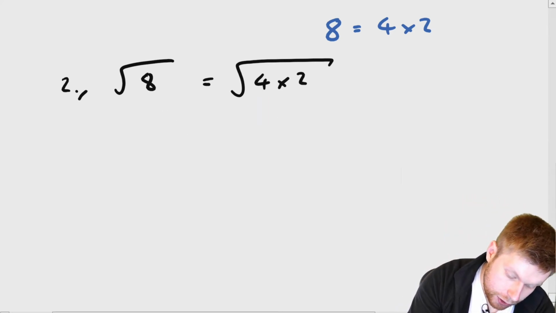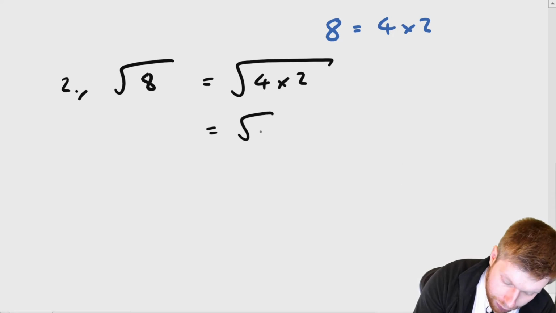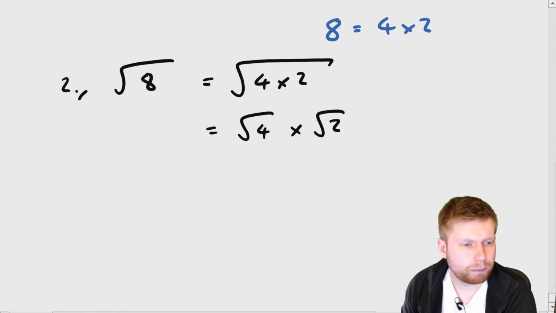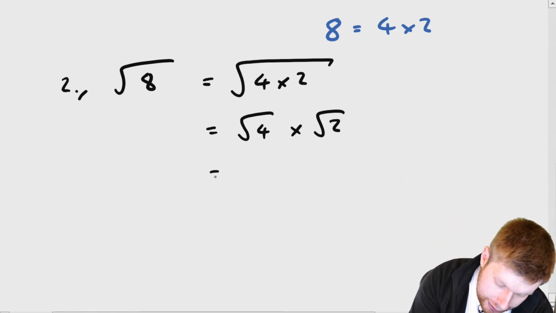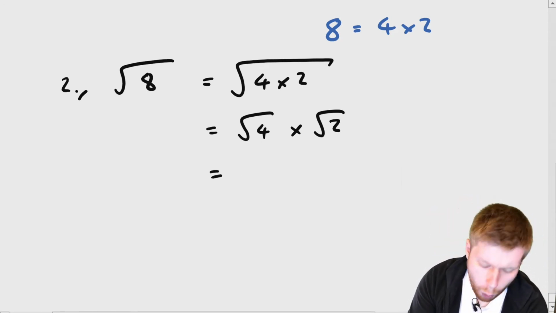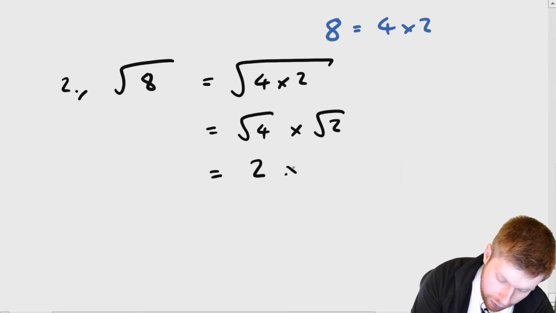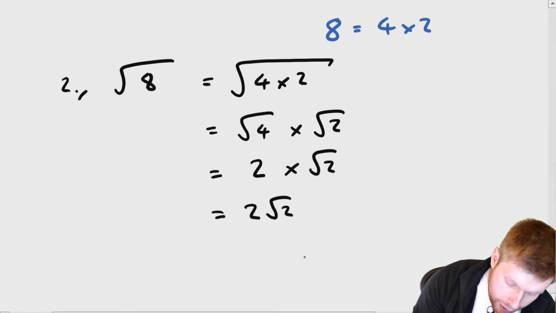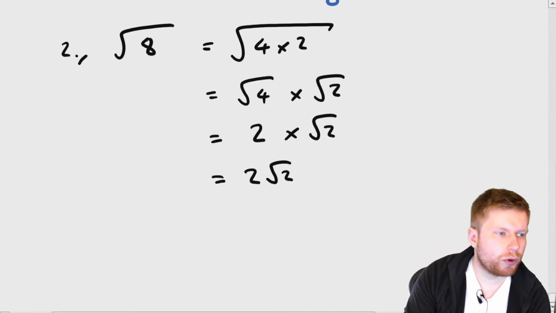All right, so now I can separate this into two separate square roots. So I can separate this into square root of 4 and square root of 2. Okay, now if I break this down, we'll have a look. Square root of 4 is going to be 2, and square root of 2 I can't really do anything with. So in other words, I can write this as 2 root 2. So square root of 8 simplified is 2 root 2.